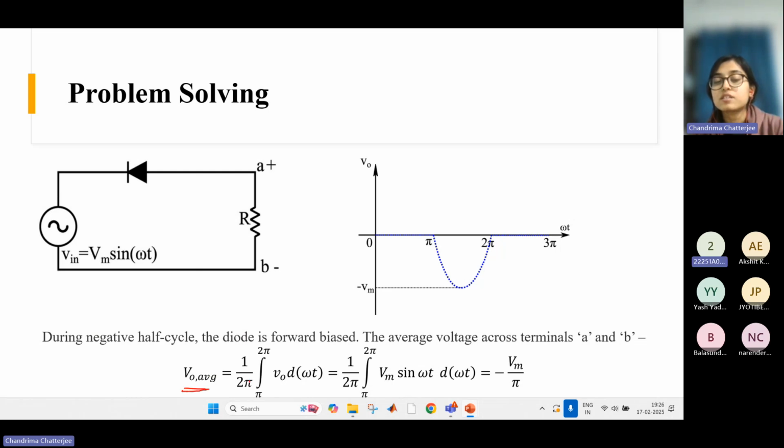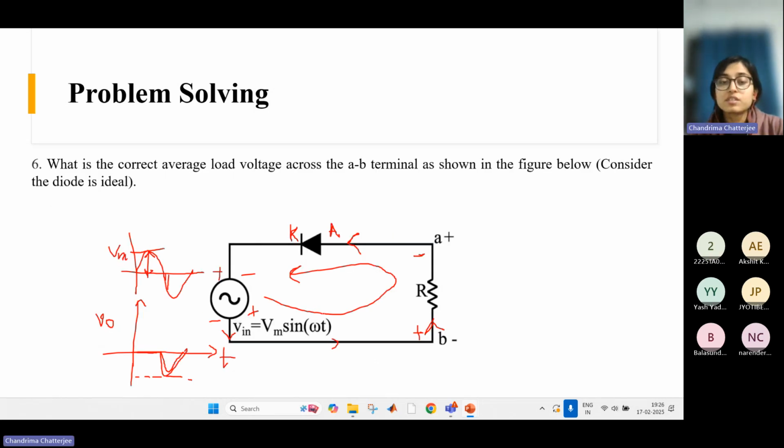Ma'am, could you please explain again? Okay. So this much you understood, right? That when it is the positive half cycle, the diode is reverse biased, and when it is the negative half cycle, the diode is forward biased. Yes, ma'am.